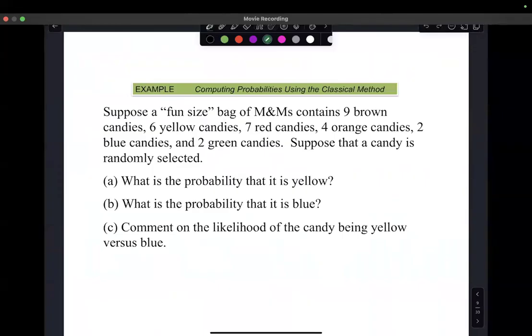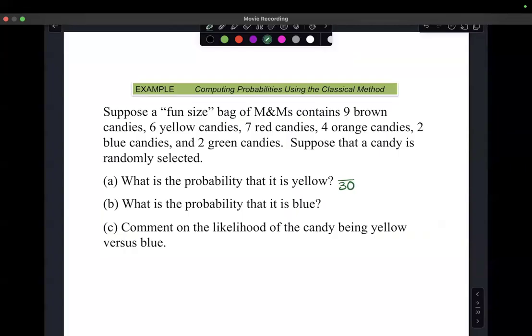Okay. So, as I said, bag of M&Ms. So we have a fun-sized bag of M&Ms. In that bag of M&Ms, we have 9 brown candies, 6 yellow candies, 7 red candies, 4 orange, 2 blue, and 2 green. So if we randomly selected, we want to know the probability that it is yellow. So I need to add these numbers up. So 15, 22, 26, 28, 30. There are 30 candies in this fun size bag of M&Ms. So my denominator is going to be 30 because there are 30 different outcomes, 30 different candies I could grab when I grab one out of there.